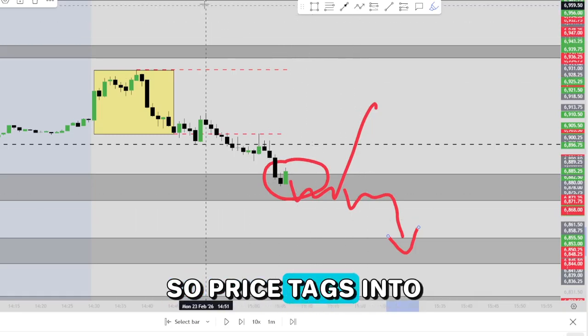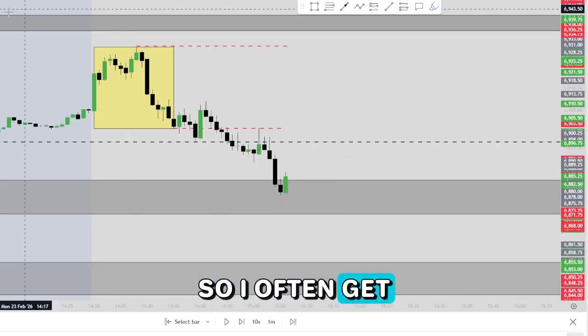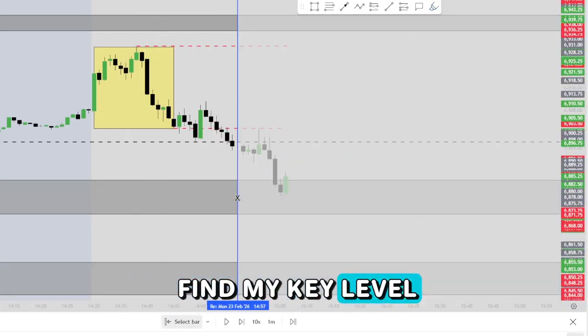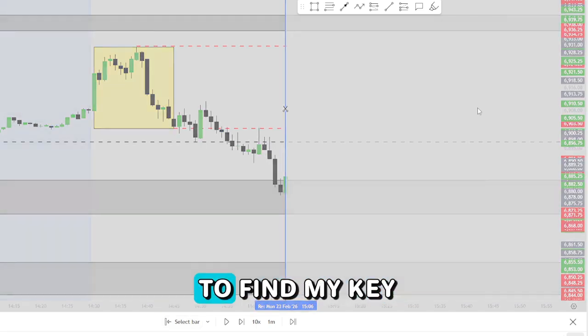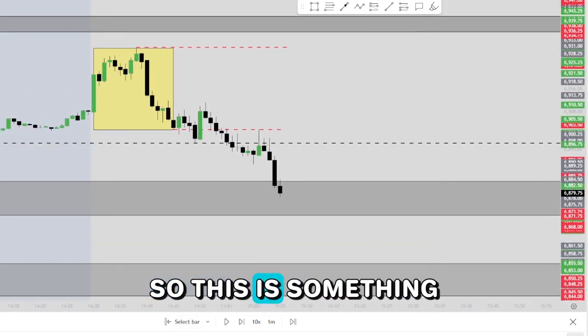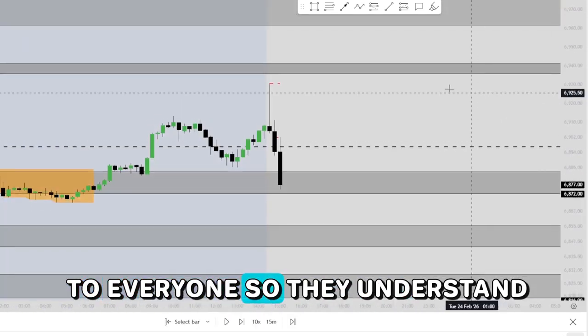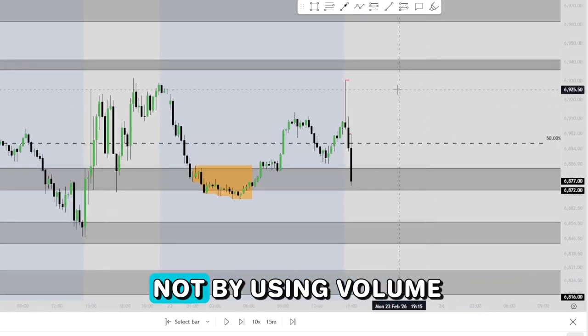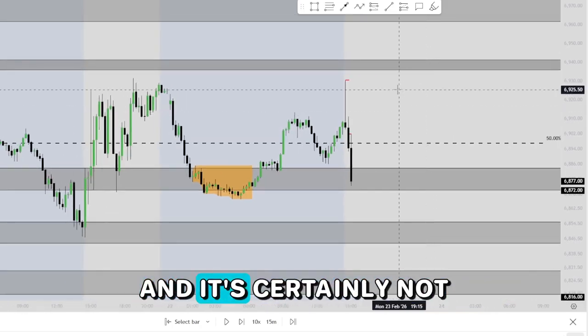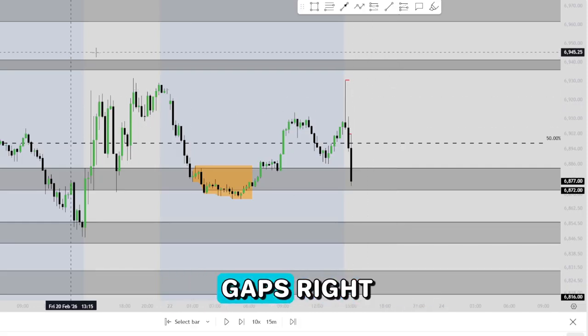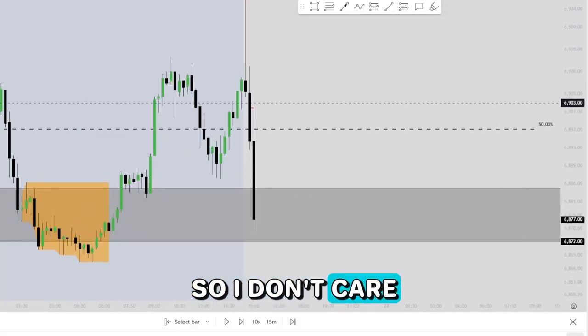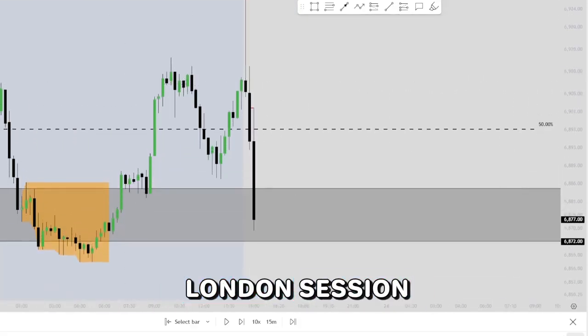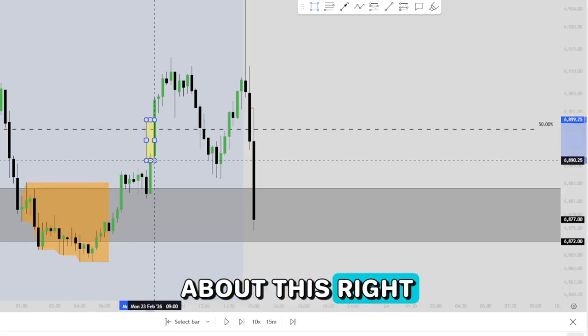So price tags into a key level. So I often get questions about how I find my key level, what criteria I use to find my key levels, right? So this is something I want to break down to everyone so they understand. So the way you find key levels is not by using volume, and it's certainly not by using fair value gaps, right? So I don't care that there's a fair value gap in the London session, right? I don't care about this, right?